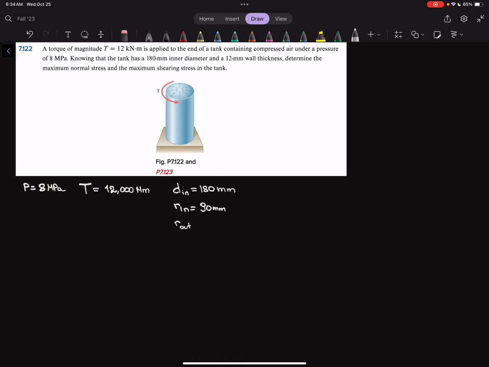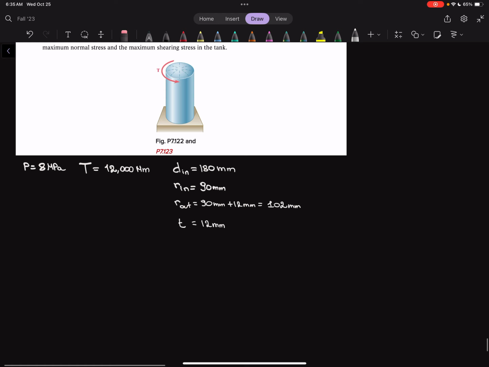R out is 90 millimeters plus the thickness, which is 12 millimeters. So that gets us 102 millimeters. The thickness is 12 millimeters. Determine the maximum normal stress and the maximum shearing stress.